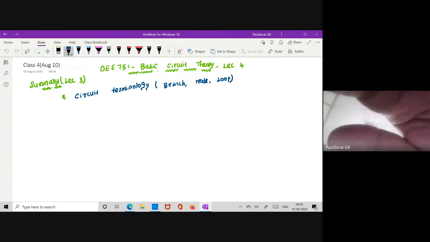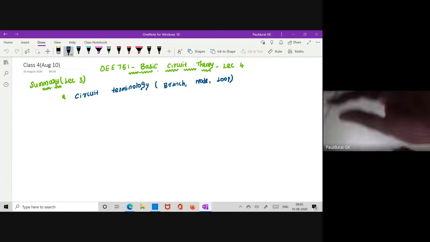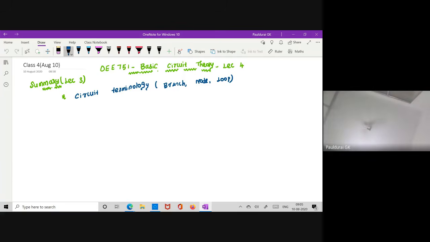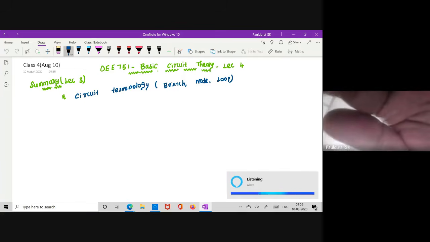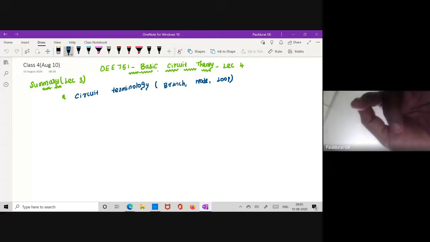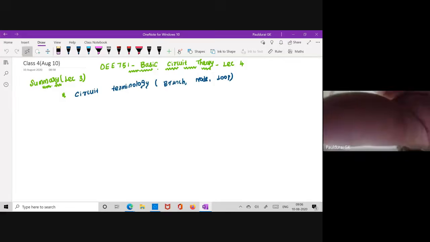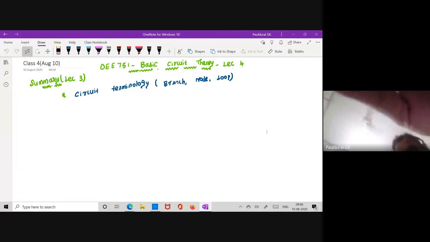So what is a node? A connection of two or more branches, right? So we have two types of nodes: essential and non-essential. A connection of two branches is called non-essential, and a connection of more than two branches is called essential. And coming to loop, what is a loop? Any closed path formed by branches. So you know what a loop is.